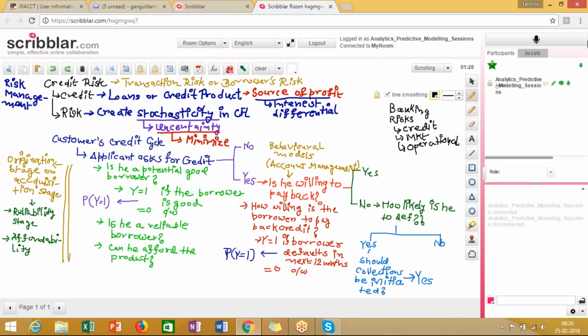So when we are actually working with the data, there are some n number of variables in the data. We need to identify those variables which reflect market risk and operational risk, and those variables are to be removed. From there, only the variables which show the transactional or borrower risk need to be kept.